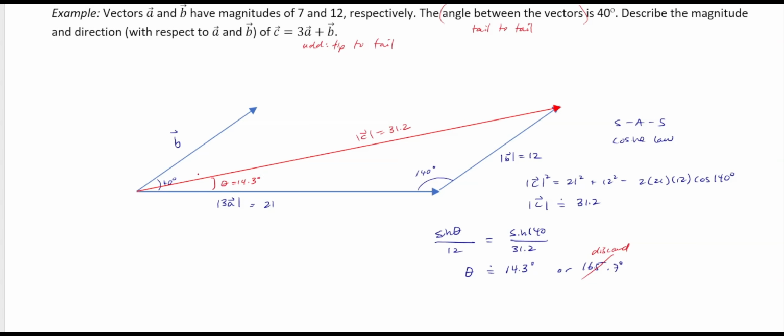Now what I need to do is find the angle that the resultant makes with B. So that's this right here, my alpha angle. Well, I know that theta plus alpha must equal 40 degrees, because that's the total of this entire angle right here. So theta is 14.3 degrees, plus alpha is equal to 40. By rearranging, I can find that alpha is equal to 25.7 degrees.